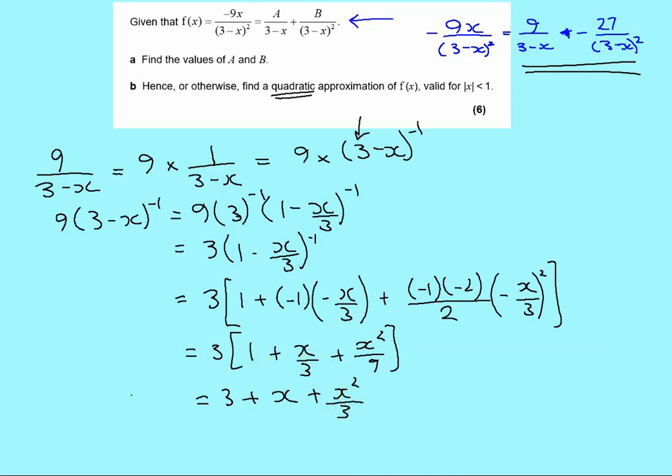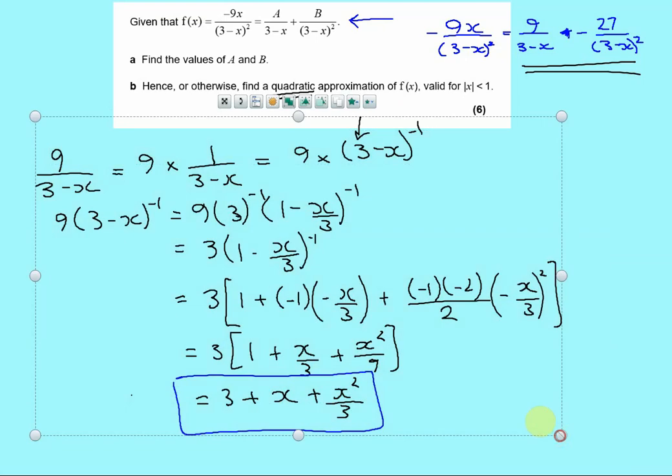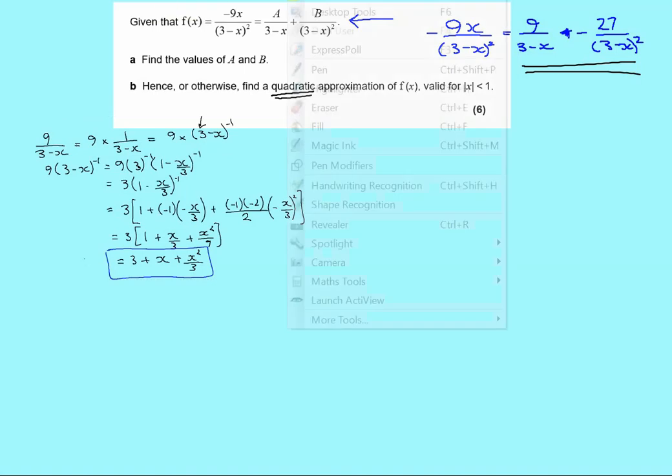Okay, so I'm just going to underline that. In fact, I'm going to draw a box around that because I'm going to need that in a minute. As you can see, I've run out of screen, so what I'm going to do is just make it small. Right, let's have a look at the next bit.